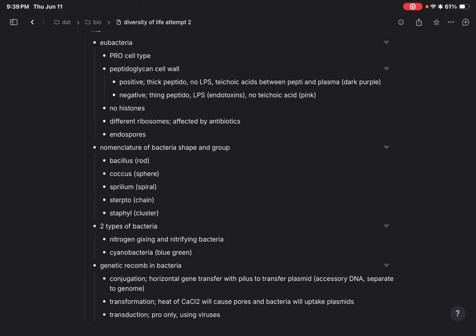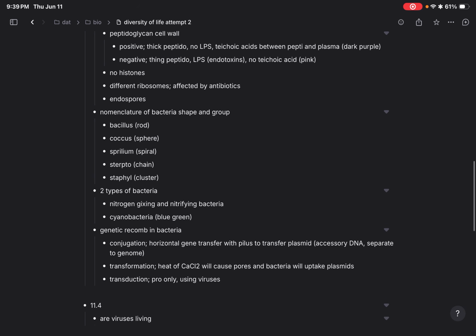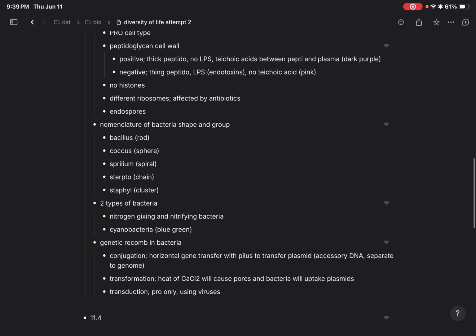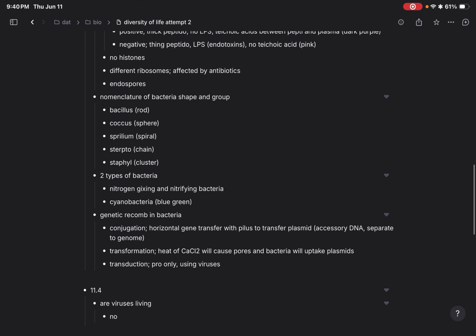Bacteria also have no histones. They have different ribosomes which are affected by antibiotics, and they also use endospores. Endospores are basically a dormant stage of bacteria, like a seed, and they'll just stay dormant until favorable conditions.